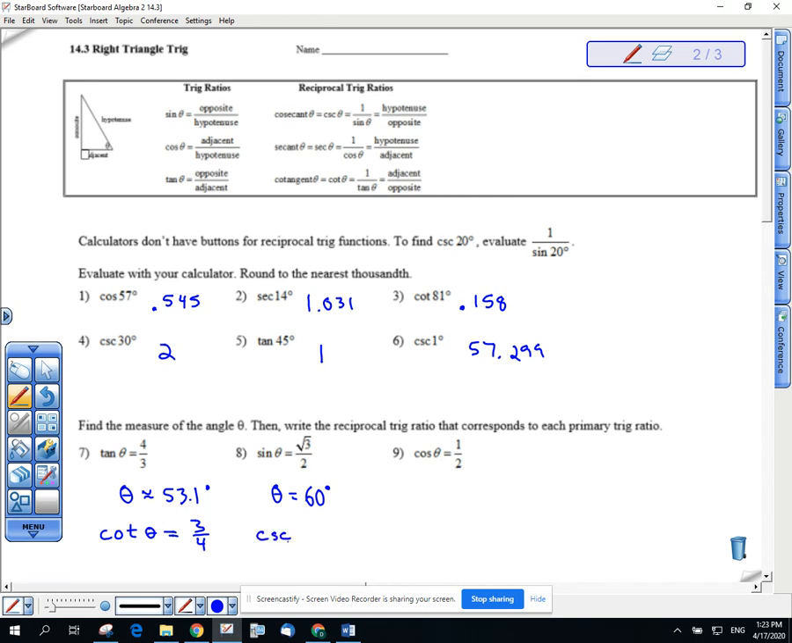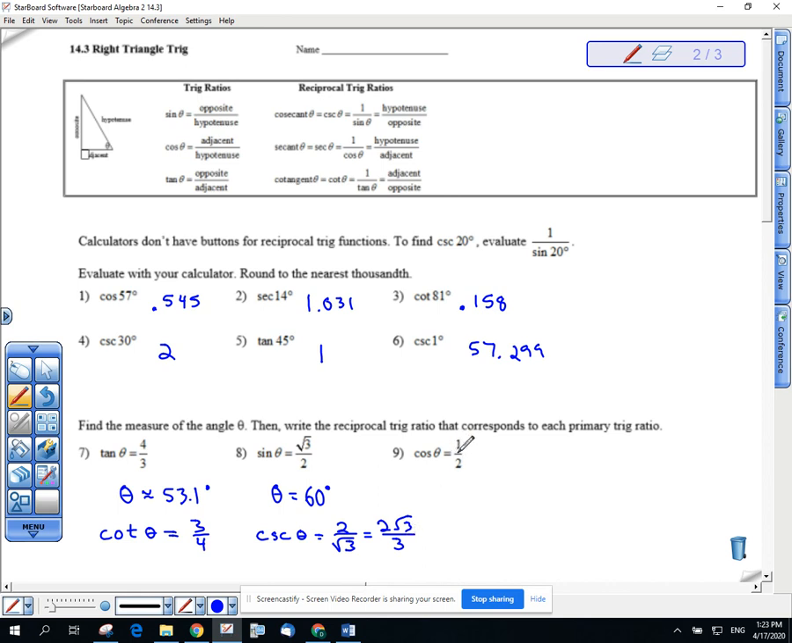The reciprocal trig function to this, cosecant of theta, would be equal to 2 over root 3. Now, of course, that's an irrational denominator, so we would need to rationalize the denominator. If you forgot how to do that, you simply multiply by root 3 over root 3, a form of 1, which would produce 2 root 3 over 3. Cosecant of theta, in its correct form, is 2 root 3 over 3.